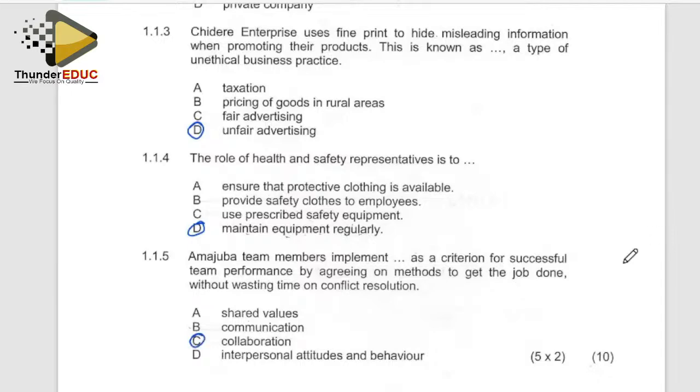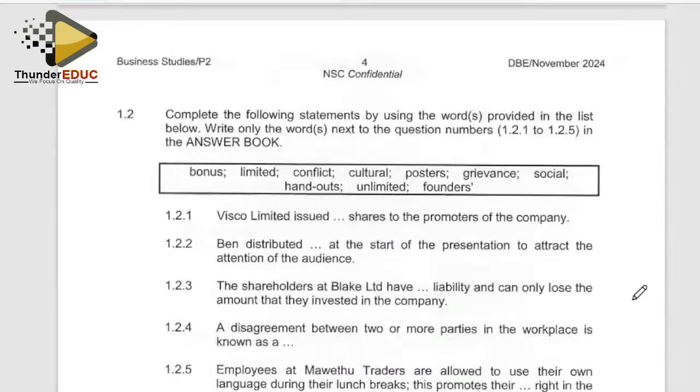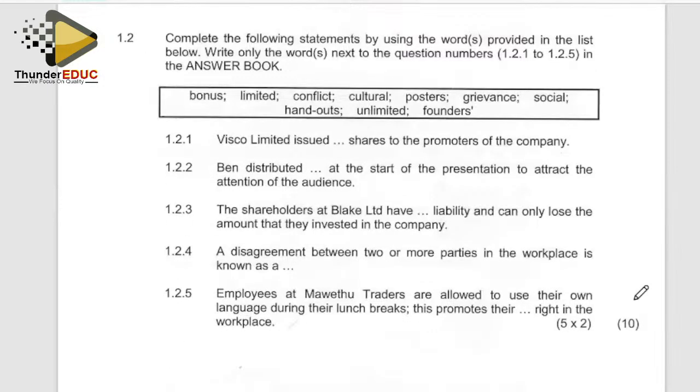Okay, right. So now let's move on to the next question, which is 1.2. Complete the following statements by using the words provided in the list below. Write only the words next to the question numbers. So now you're given an example that you're supposed to answer from 1.2.1 to 1.2.5.